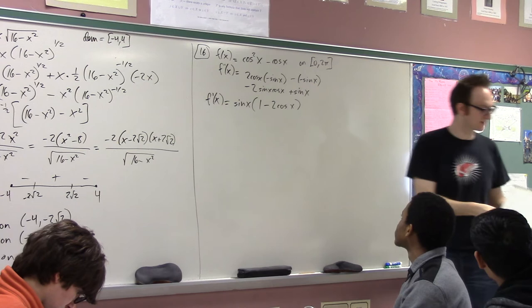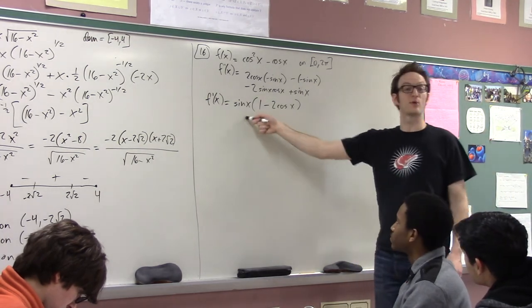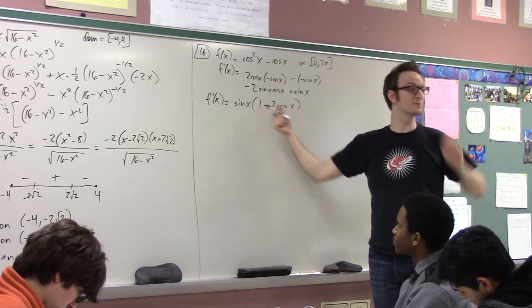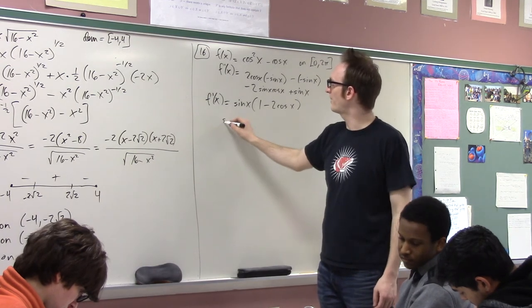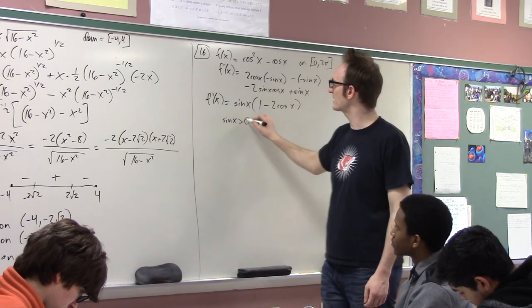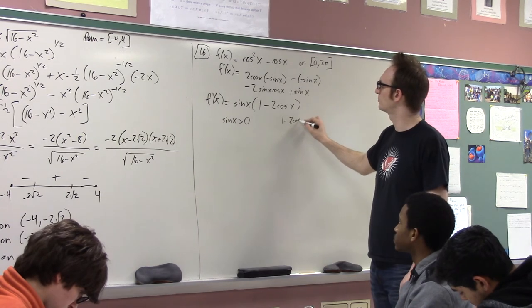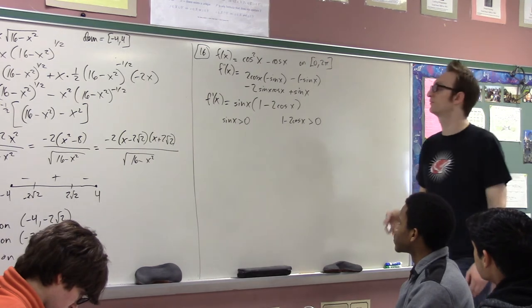Yeah, you put them each on a separate circle and then you combine them together. So yeah, I need to know when the product of these two expressions is positive, and thus I need to know when each of them is positive and negative. And so I'm going to make a picture of when sine x is positive, and I'm going to make a picture of when 1 minus 2 cosine x is positive. And I'm going to solve each of these separately via picture.